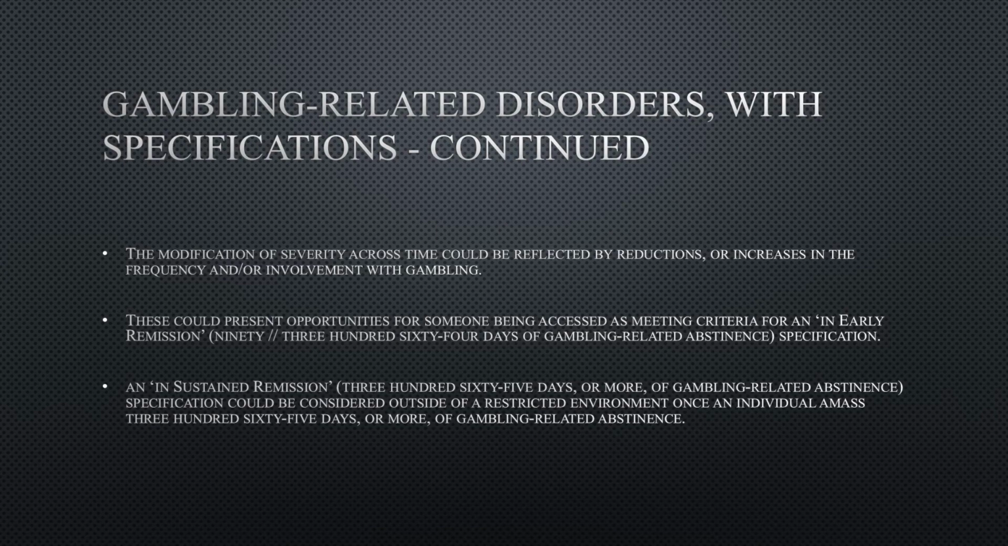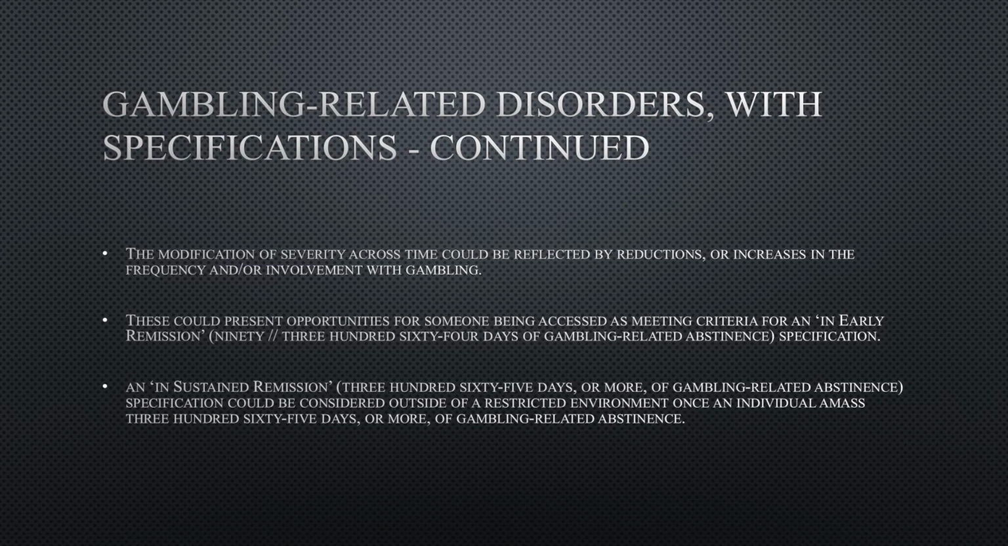These could present opportunities for someone being assessed as meeting criteria for an early remission specification, which is 90 to 364 days of gambling-related abstinence. Also, if time is allocated, in sustained remission, which is 365 days or more of gambling-related abstinence, specification could be considered outside of a restricted environment. And we're talking about a hospital, a rehabilitative setting, a correctional setting, a correctional environment, and matters of that nature.